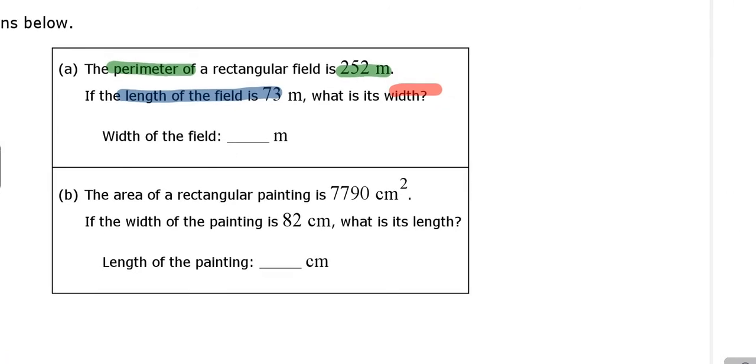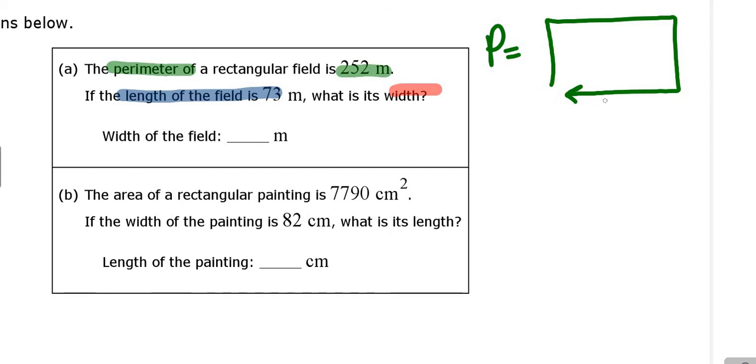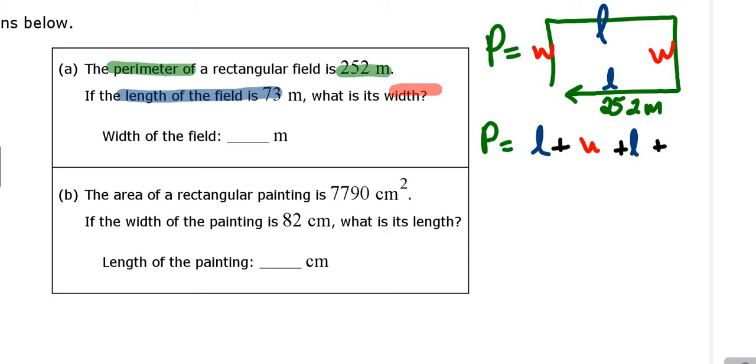When you're dealing with perimeter, it's a walk-around concept. So perimeter equals, and then you walk it around. In this case, the perimeter is 252 meters. Here are your lengths, here are your widths. So I'm going to write out the perimeter equation. Perimeter equals length plus width plus length plus width, just as if you were to physically walk this around.